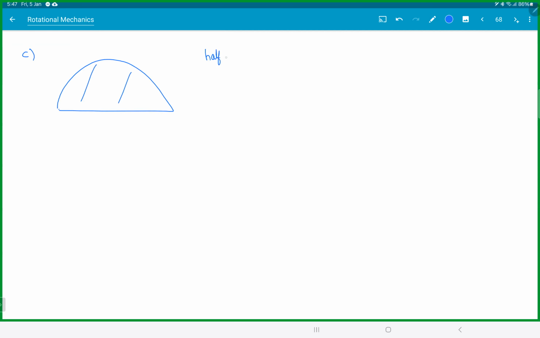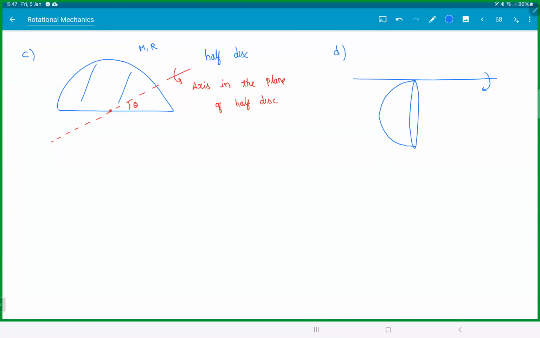Half disk. The axis is in the plane. Half disk, mass and radius are given. Solid hemisphere, mass and radius are given.